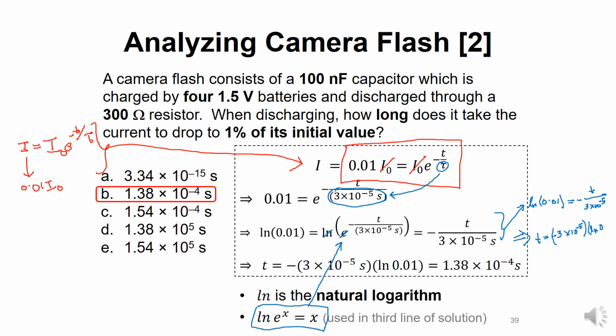So isolate t, and move everything else to the other side, including the negative sign. Multiply by the ln of 0.01, which you can find using a calculator. It turns into a negative number. So you eventually end up with the answer on the slide. That's your final answer.